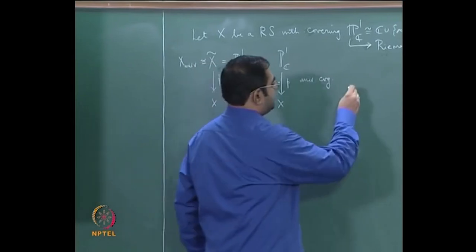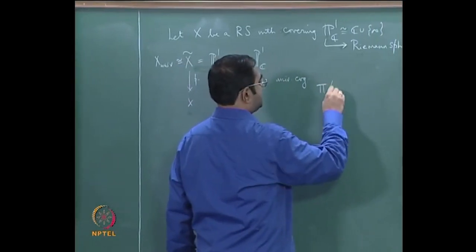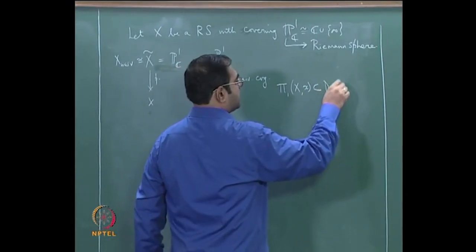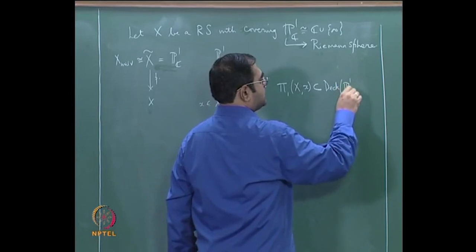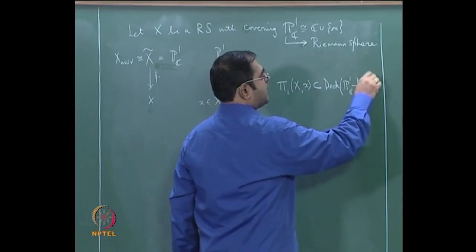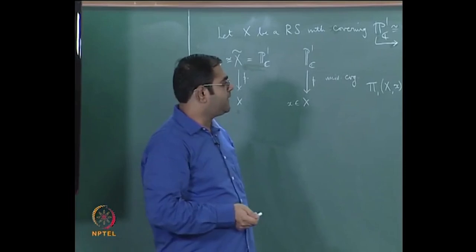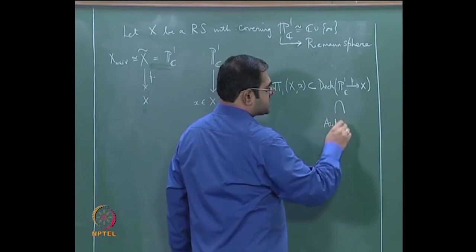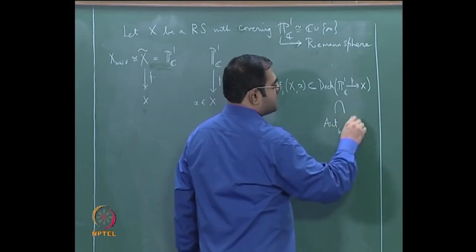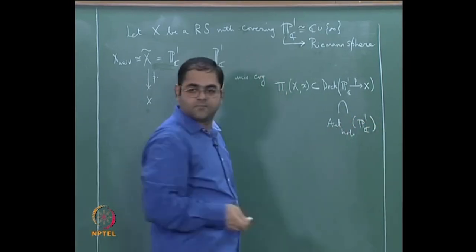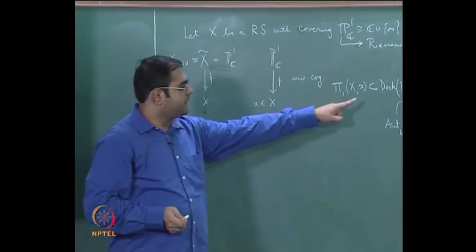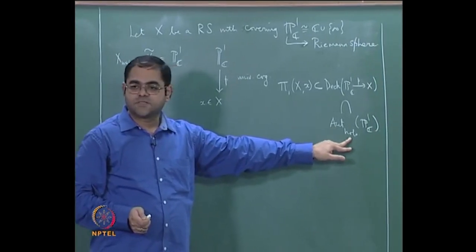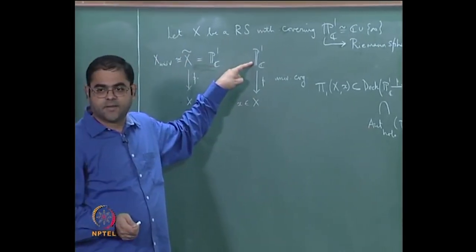Basically we know that the fundamental group of capital X at small x is identified with the deck transformation group of this cover. This is what we have seen, and this is a subgroup of the holomorphic automorphisms of P1C, the deck transformation group is a subgroup of holomorphic automorphisms of the universal cover.